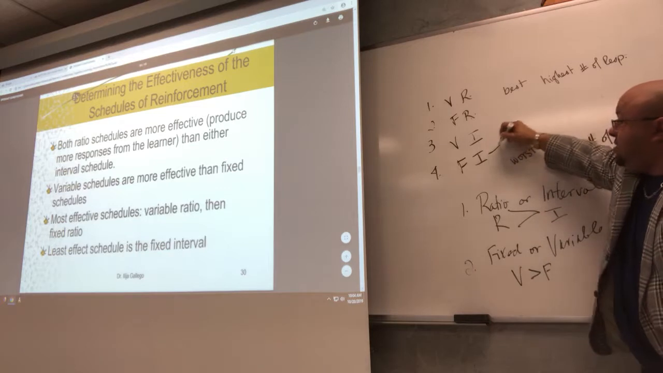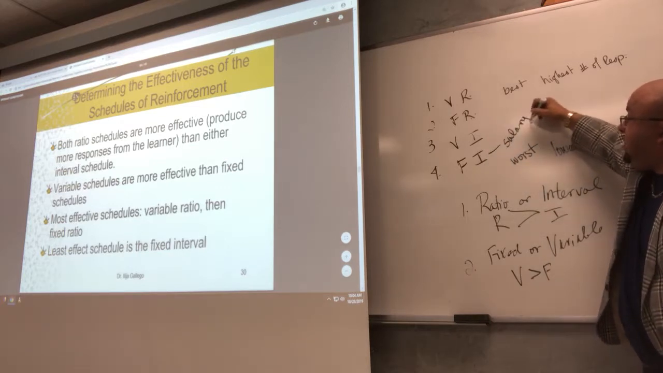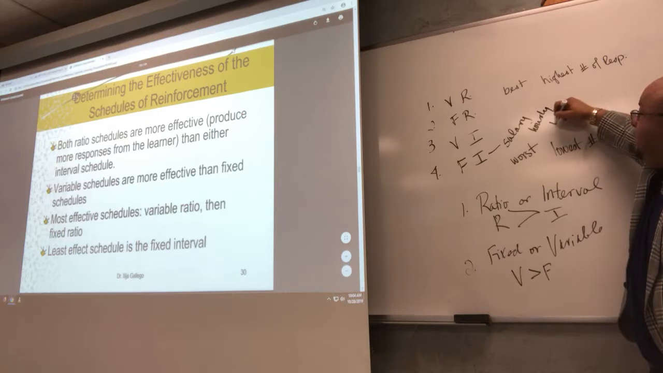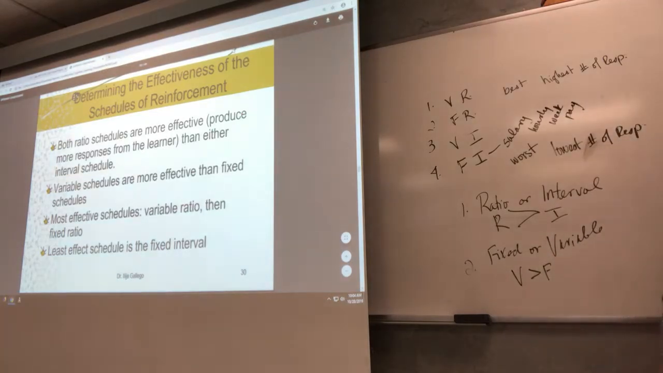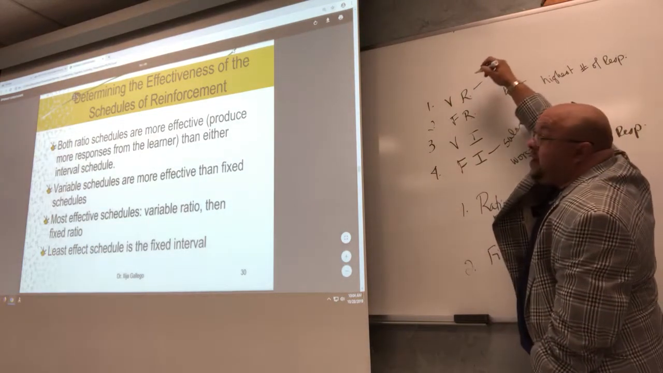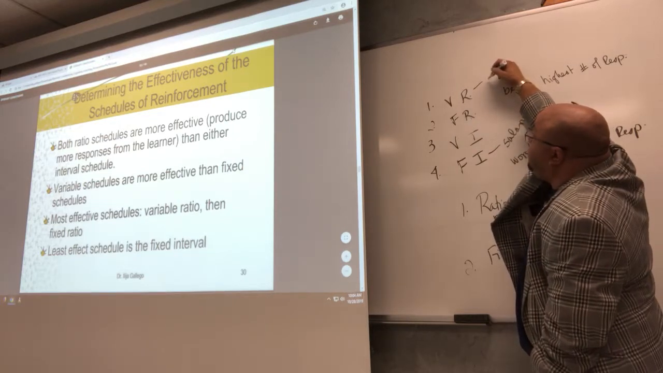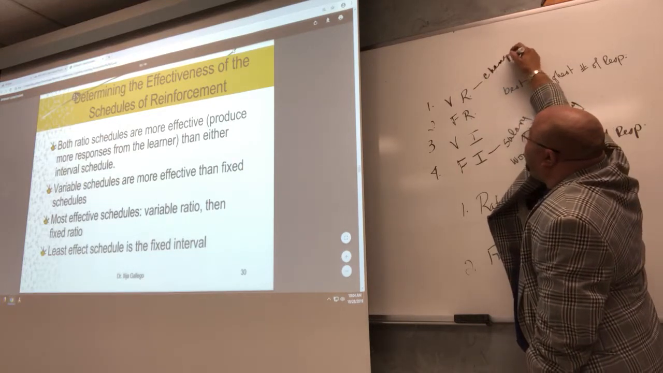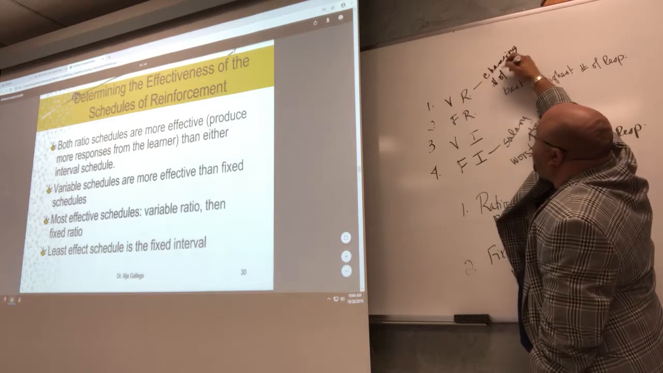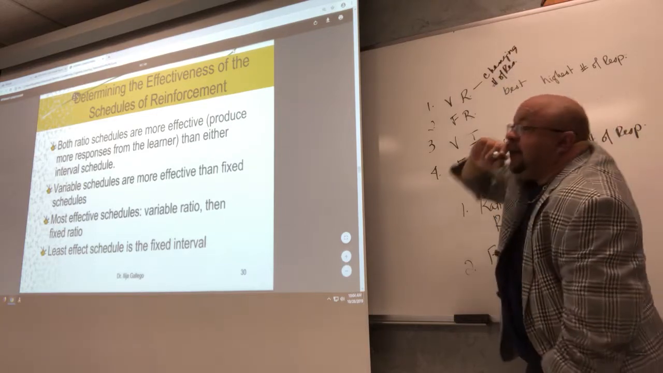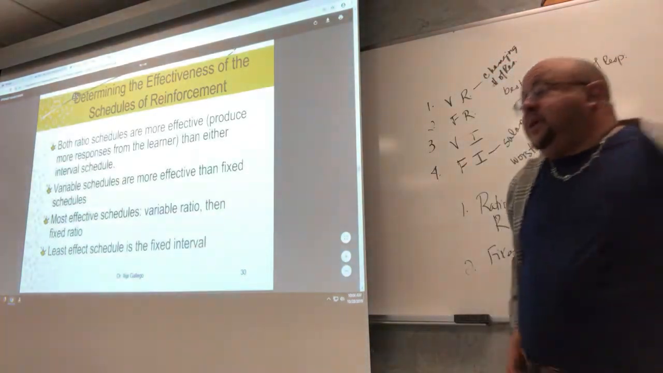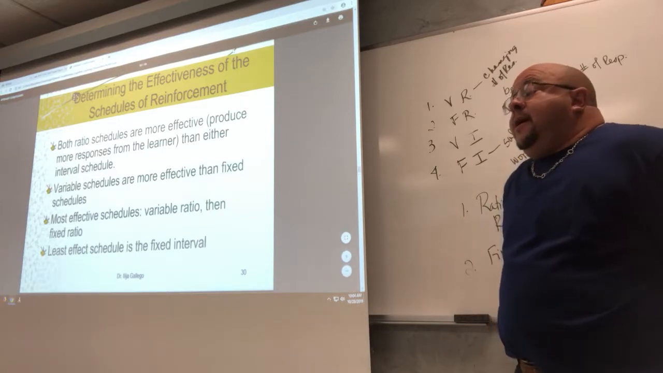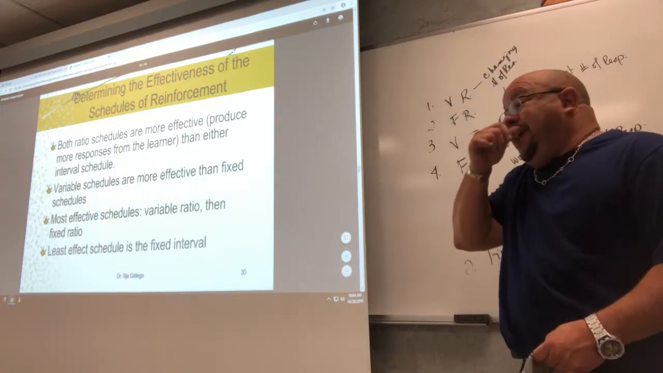So the lowest response rate comes from being on some sort of salary or hourly or weekly pay. In other words, you get paid based on making minimal performance within a period of time, fixed interval. And the best is variable ratio, which has a changing number of responses to get your consequence. And we talked about an example, which was gambling. Let me give you another example because I forgot to give you this one. Another example is real estate.